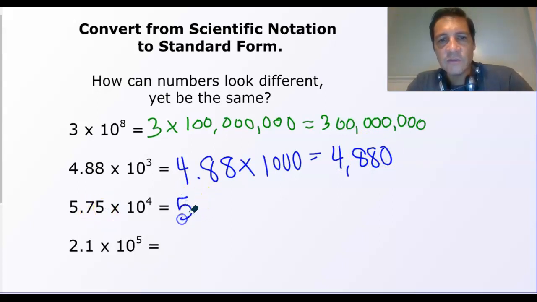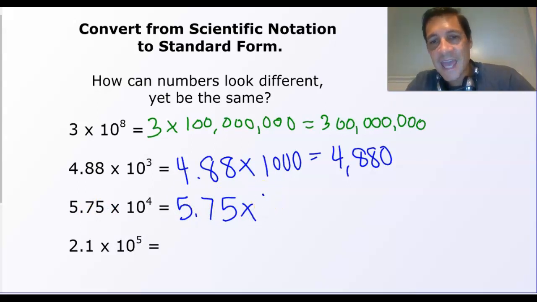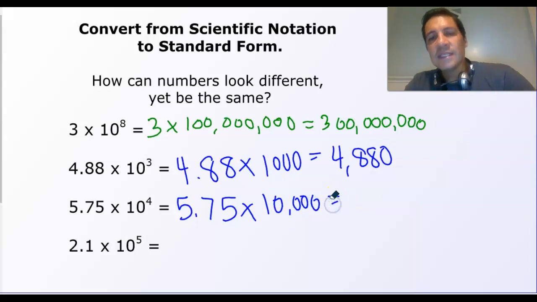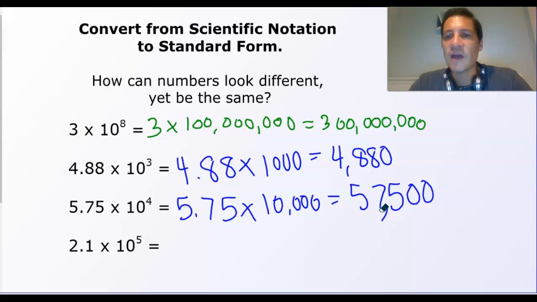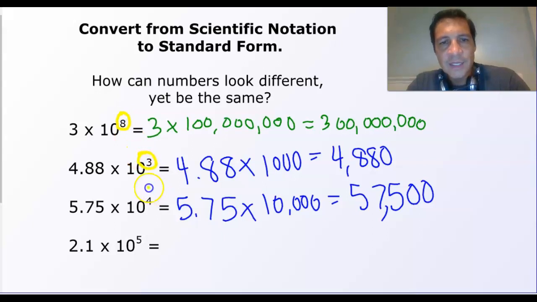5.75 times 10 to the 4th. 10 to the 4th is 10,000. If I multiply something by 10,000, that decimal point is going to move over 4 times to the right. 5, and then here's the first time, second decimal, third, and fourth. I use those zeros as placeholders. 57,500. Notice what I did for all of these problems. The number of times I moved the decimal to the right is the same as the exponent there.